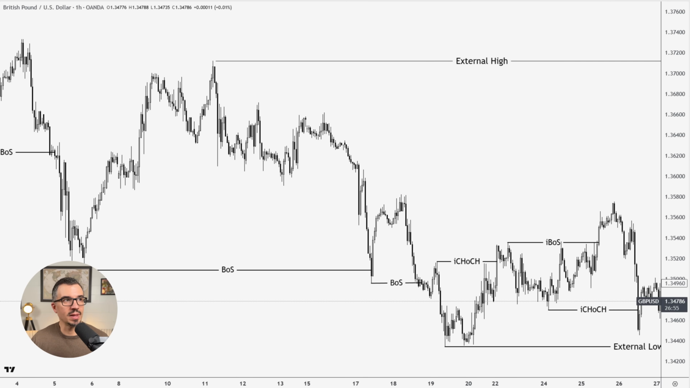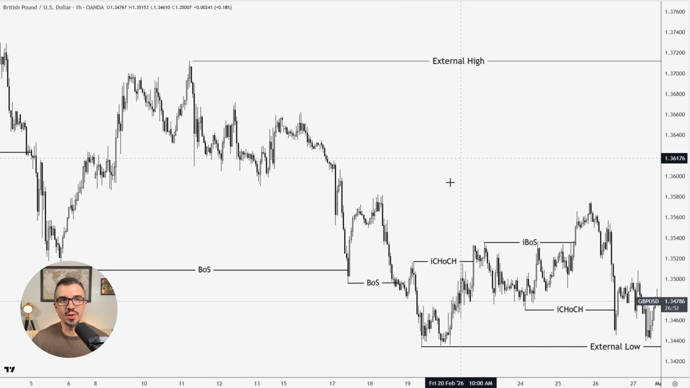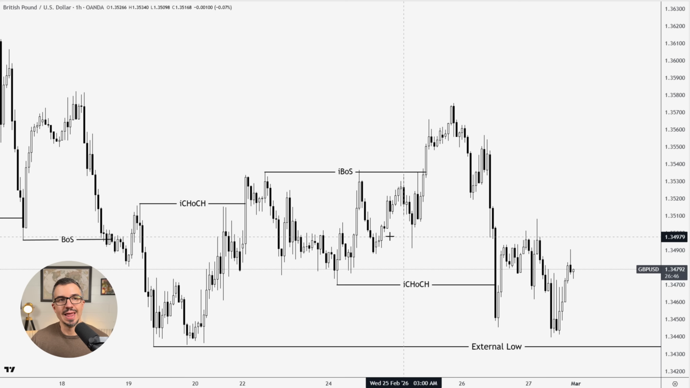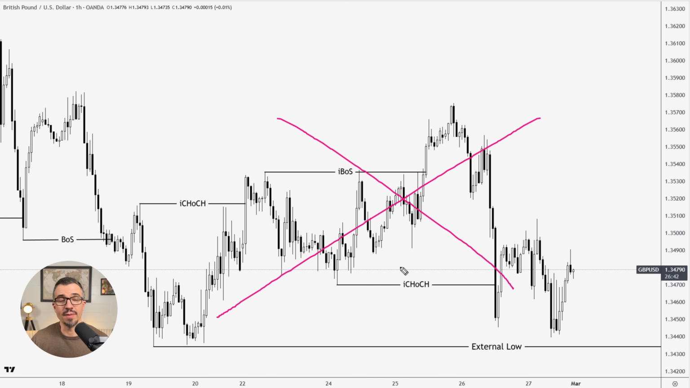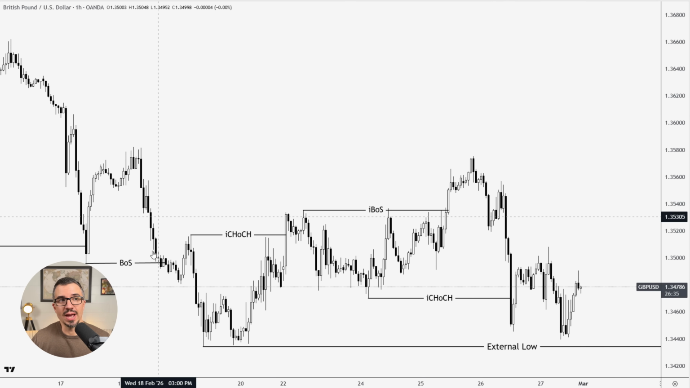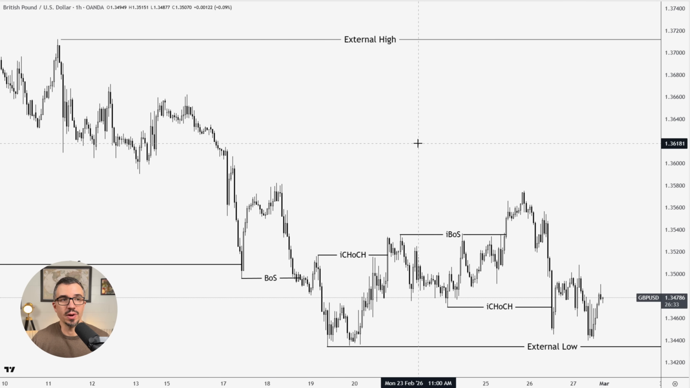So all in all, guys, I mean, the pound, like the euro, kind of a mess here, right? You can see a lot of internal shifts here. We had the internal change of character, internal BOS, internal change of character once again. This right here, guys, is the stuff that I avoid. And I haven't traded the pound. I mean, I've been trading the euro a little bit. Like I said, one trade last week that was profitable, but I haven't traded the pound just because it looks like this, and there's really not a lot to do here.